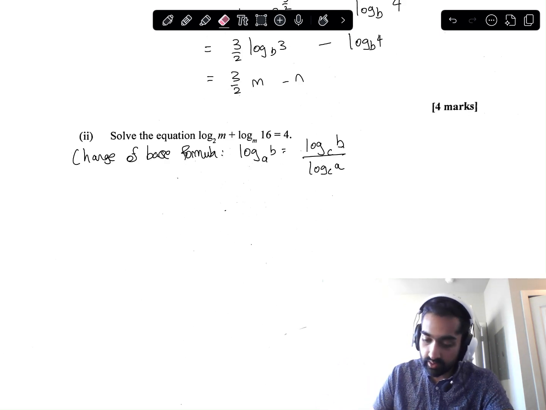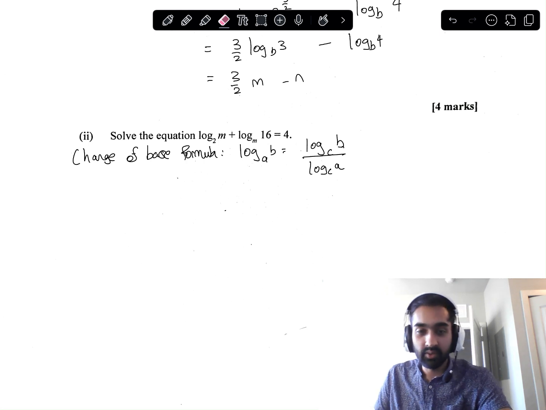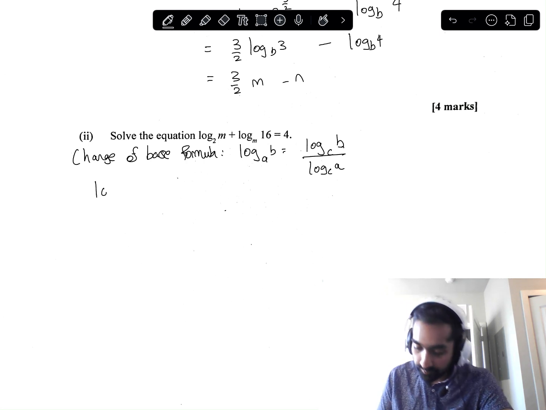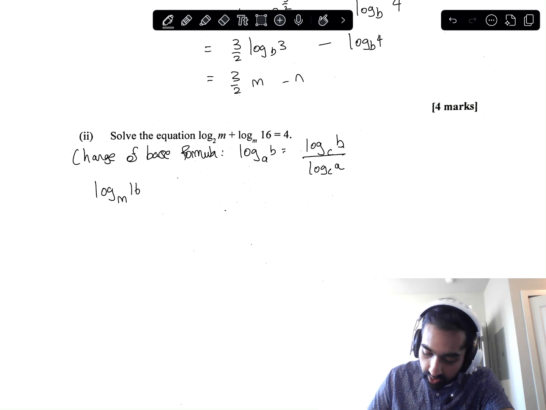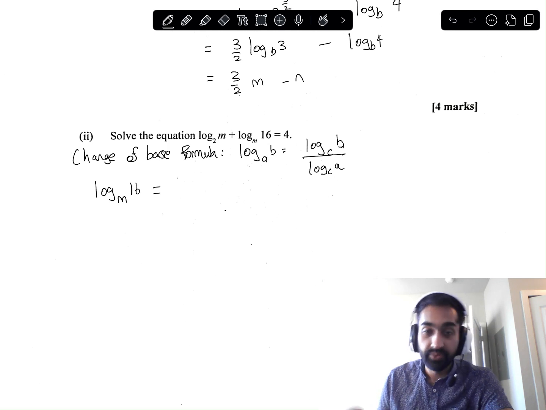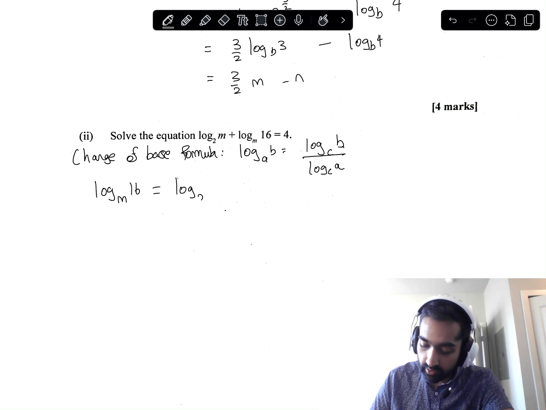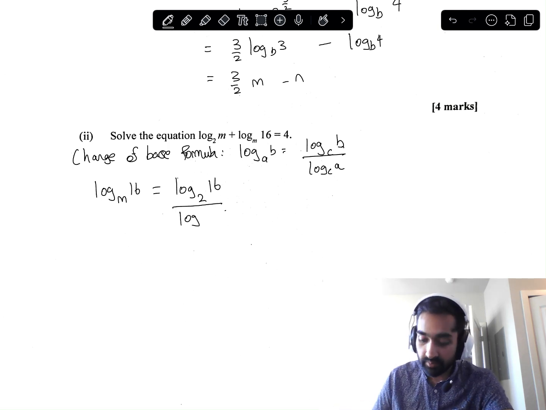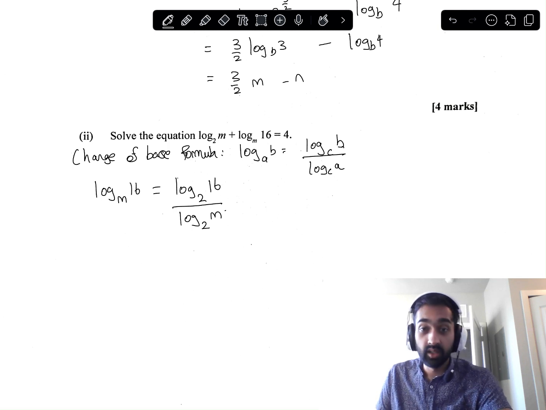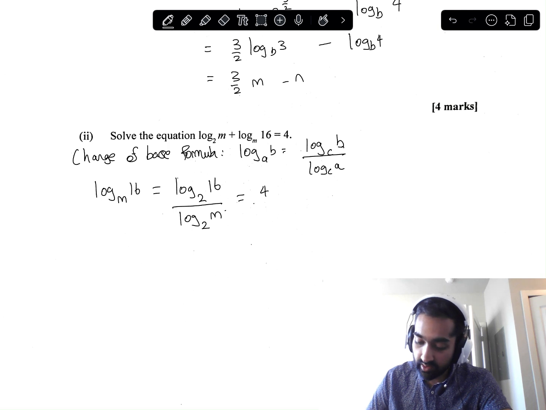Because it's a lot more comfortable working with 2 as the base than m, I'm going to change log base m of 16 to log base 2. What was inside the log before comes on the numerator, so log base 2 of 16 over, and the previous base goes on the denominator, so over log base 2 of m. Now log base 2 of 16, you can just put it in a calculator. You'll see that that's 4 over log base 2 of m.